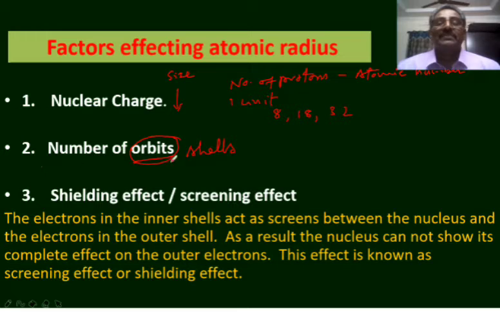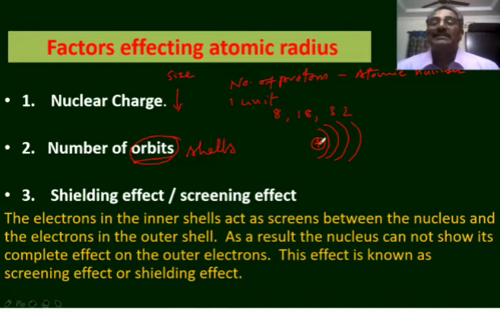Next, number of shells. Suppose this is the nucleus, first shell, second shell, third shell, fourth shell, and so on. As the number of shells increases, the distance of electron from the nucleus increases. If the distance of electron from the nucleus increases, the electrostatic force of attraction between the nucleus and electron will be decreased.